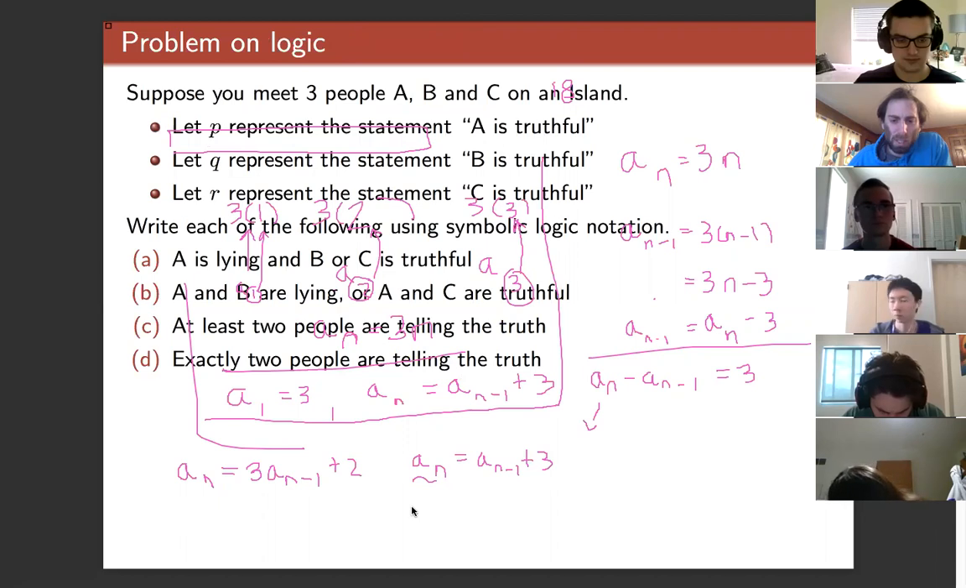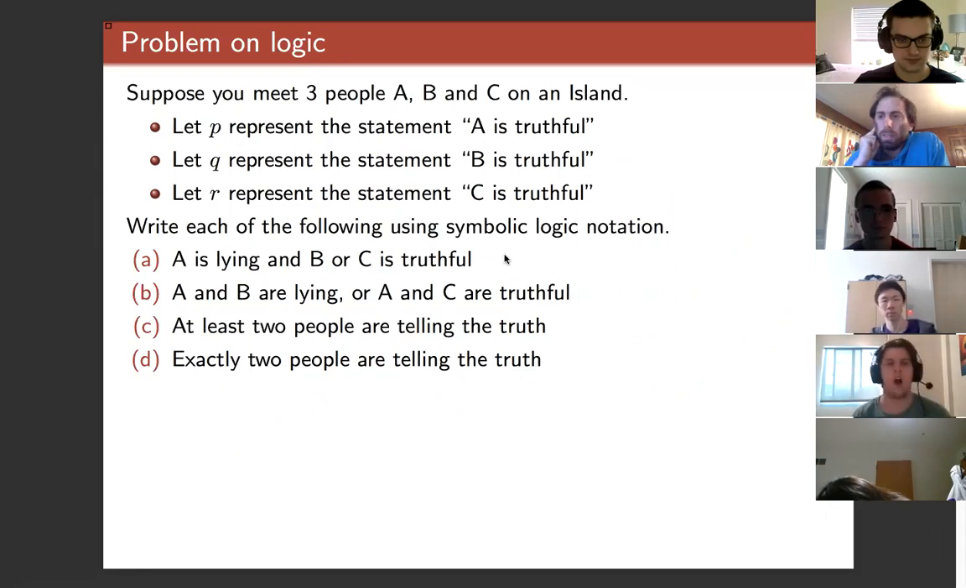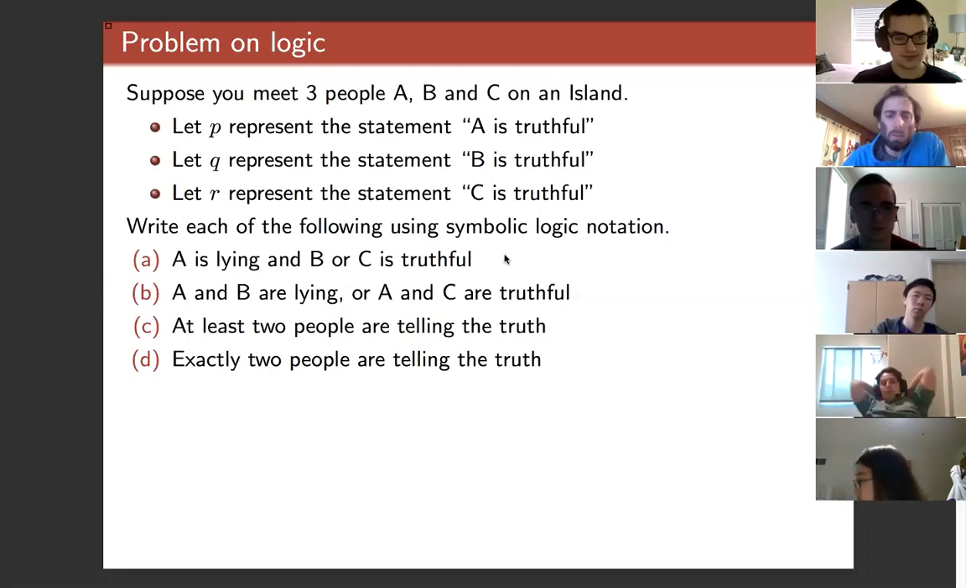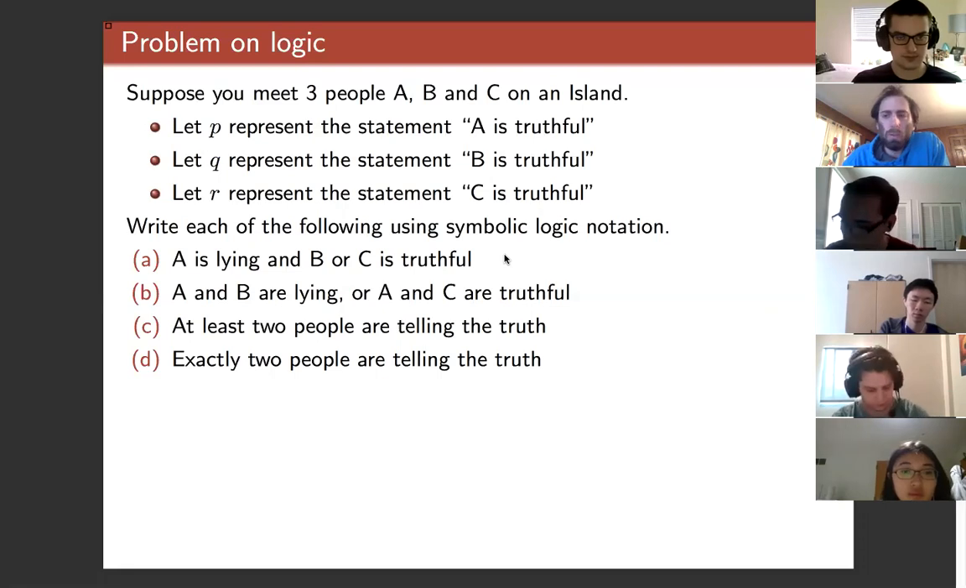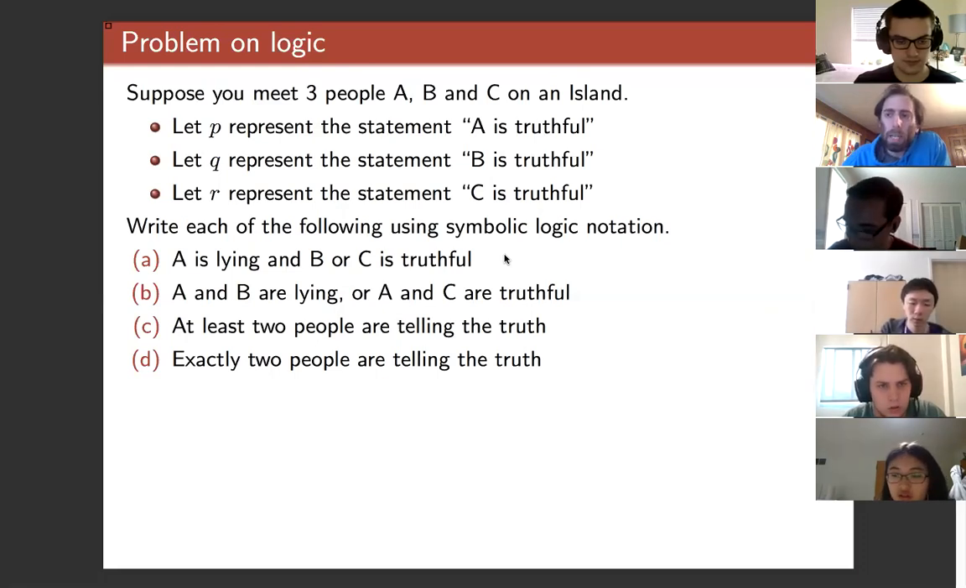And then I'm going to use that clear on my drawings. Okay. So this one, we're going to be using symbolic logic to write out these statements. So we're going to have P as one symbol represent that A is truthful. Q is the statement that B is truthful. And R is the statement that C is truthful. Now we're going to write out the following English statements using symbolic logic. The first one is that A is lying and B or C is truthful. So let's do that one together.